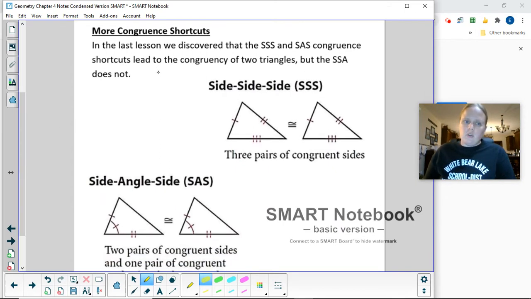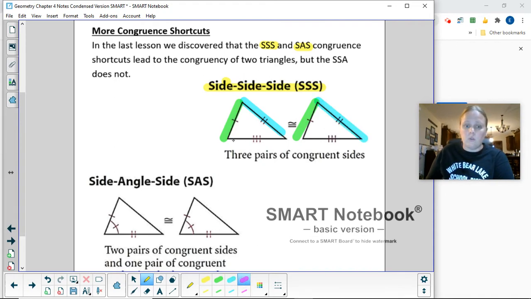These are our review questions. Last time we figured out that the SSS and the SAS congruency shortcuts do show us that two triangles are congruent. You can see in this first example for side, side, side, we have 3 matching side lengths for each triangle. These matching sides are only giving us 3 pieces of information, that the 3 sides are the same. But this implies that all of the other parts do match on each triangle. So those triangles are congruent.